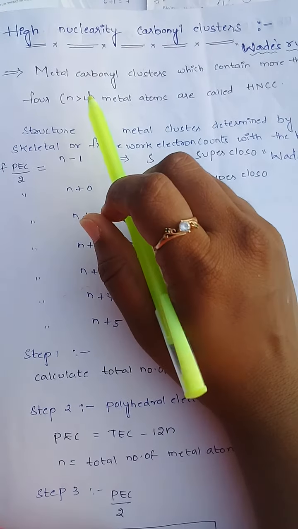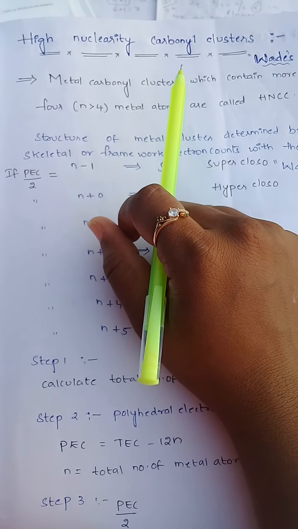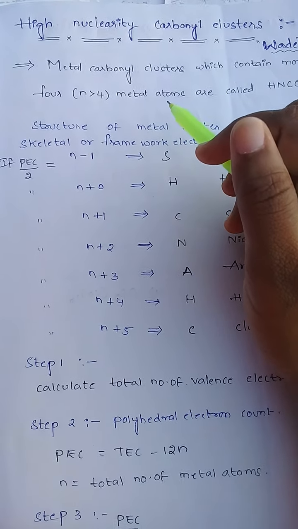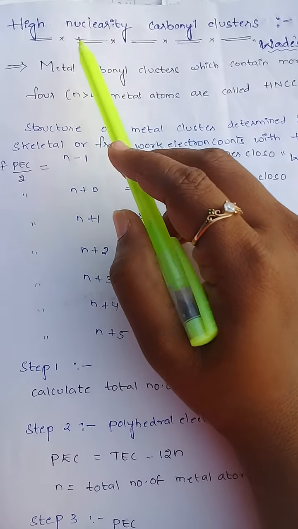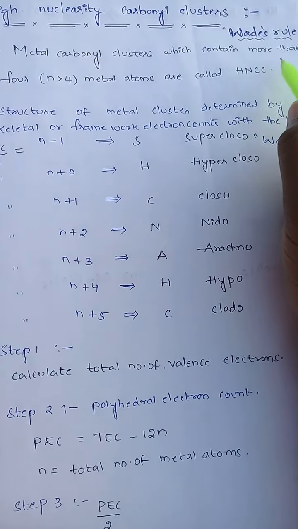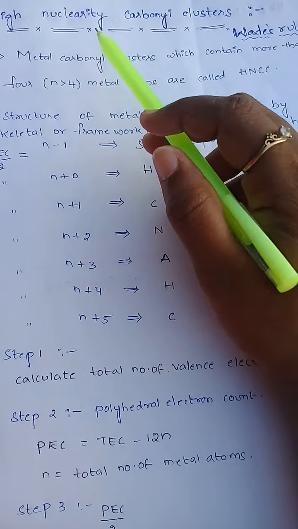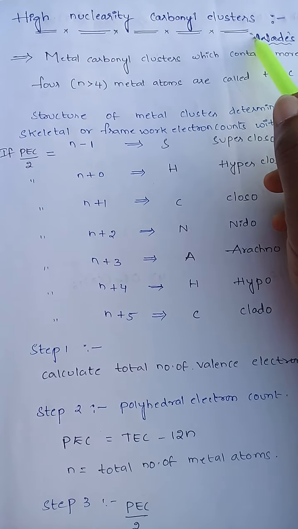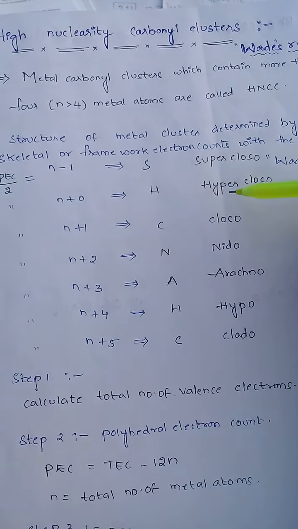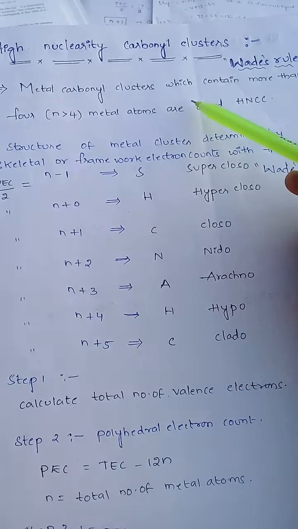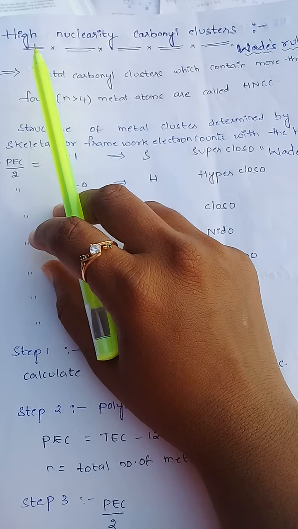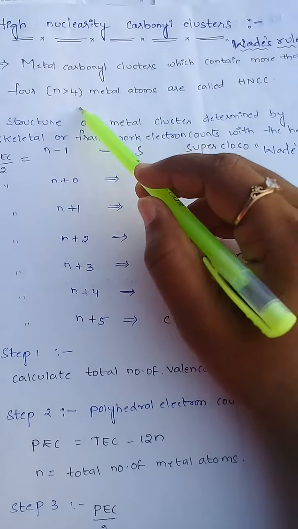In this video I am going to explain high nuclearity carbonyl clusters. In the previous video we already discussed the low nuclearity carbonyl clusters. The metal carbonyl clusters which contain more than 4 metal atoms are known as high nuclearity carbonyl clusters. Low nuclearity carbonyl clusters means the metal carbonyls which contain 4 or fewer metal atoms. But high nuclearity carbonyl clusters contain more than 4 metal atoms.